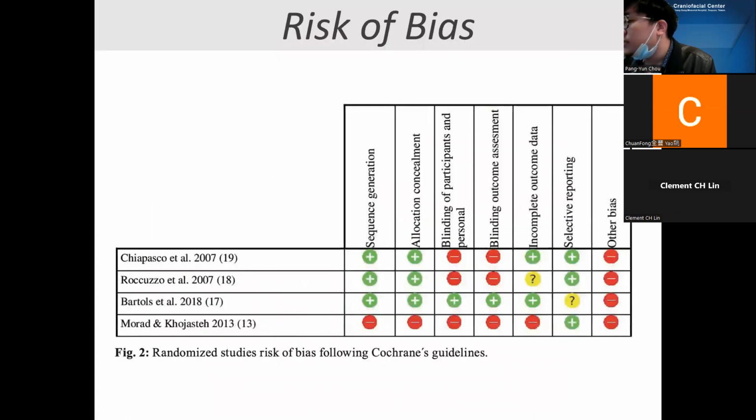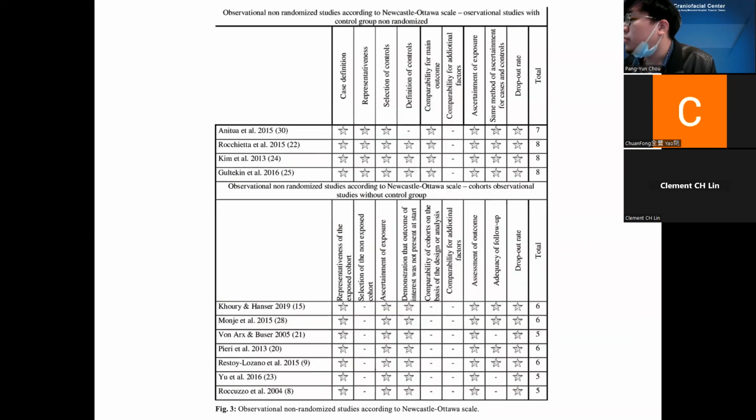And for the randomized studies, a high risk of bias was considered after examination. And for the non-randomized observational studies, the risk of bias was considered low in 4 studies and high in the other 7 studies.